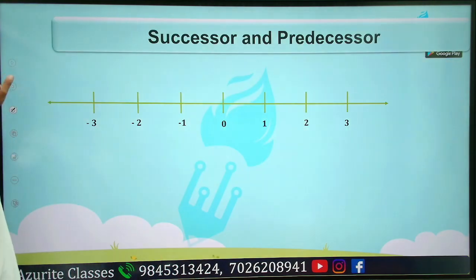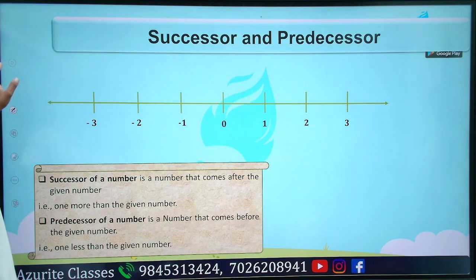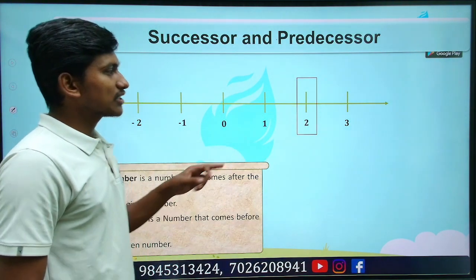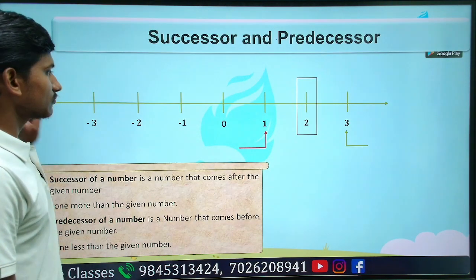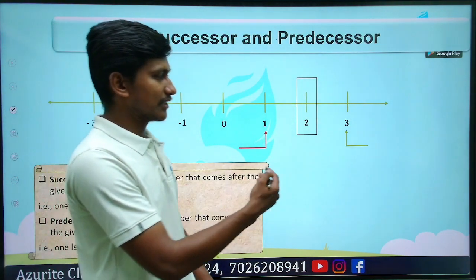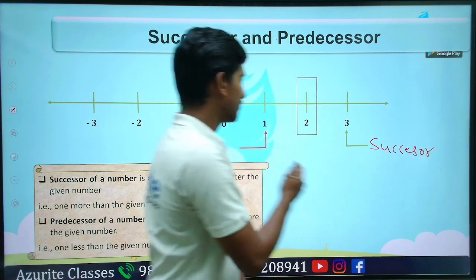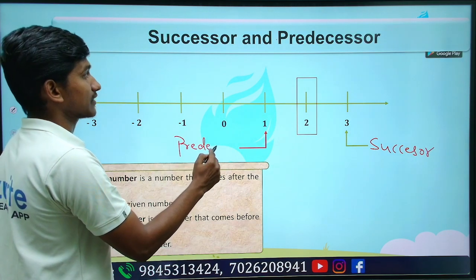So see here, let me take one number: 2. Which is the successor, which is the predecessor, tell me. Yes, successor is 3, and predecessor is how much? Yes, 1.